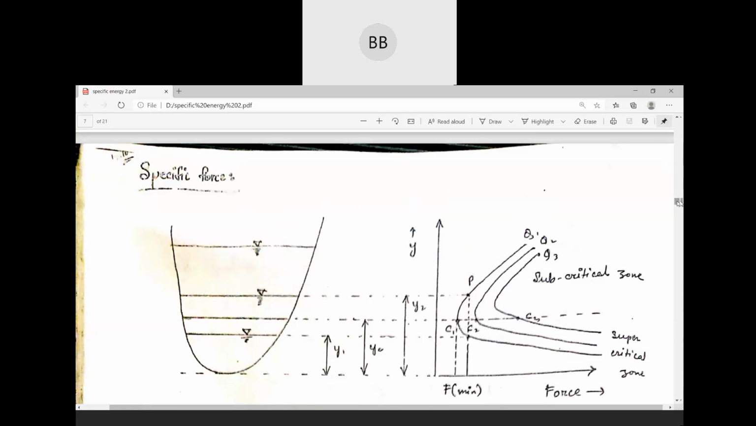Then you will be left with only two units. One is your gradually varied flow, and another one is hydraulic jump, that is your rapidly varied flow. So don't worry, we will complete our syllabus within 15th of November.